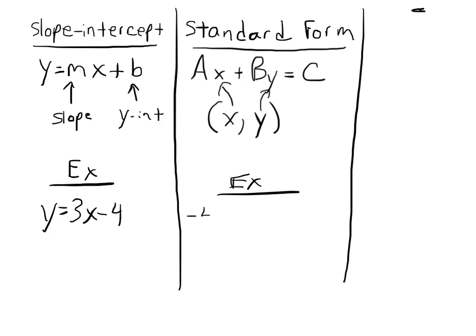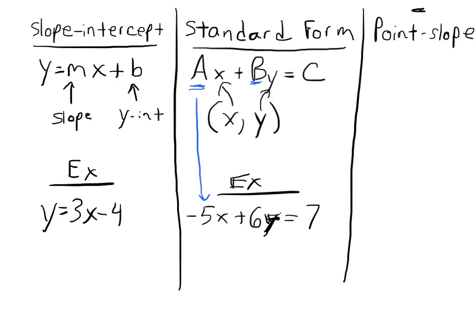Okay, an example of this would look something like this. It would be something like negative 5x plus 6y is equal to, let's just say 7. So negative 5x plus 6y is equal to 7. So the a and the b up here, those are called what? What are the a and the b actually called? Numbers in front of variables are called coefficients. So the a and the b in this equation right up here just represent the coefficients on the x and the y. That's it.